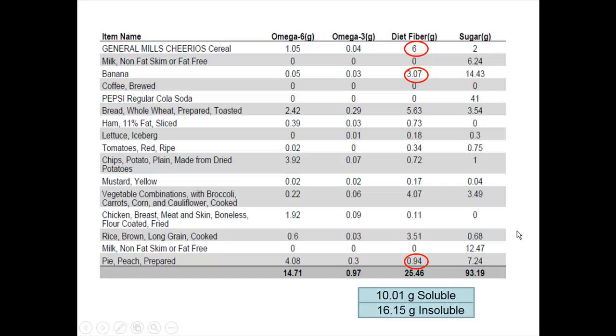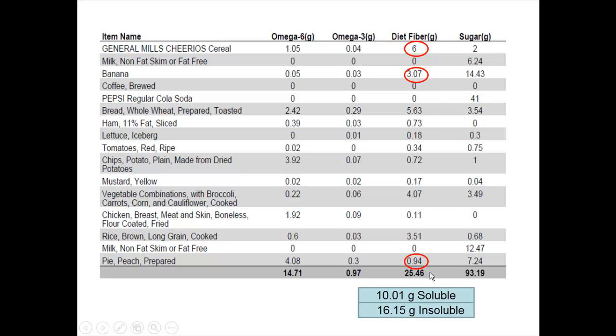So what you would do is go into your fiber column and determine how much, by looking at the foods, similar to the protein, which ones are high in soluble and which are insoluble. Well, we know Cheerios are made out of oats, so they're high in soluble. Bananas are fruits, so they're high in soluble. And peaches are high in soluble. We add those up and we get 10.1 grams of soluble. Just subtract 10 from 25.46, and we get 16 grams of insoluble.